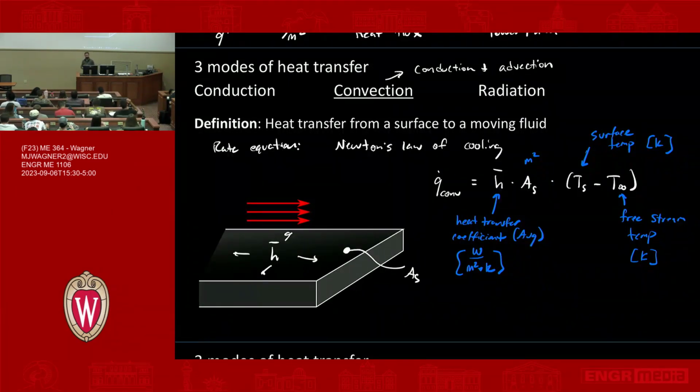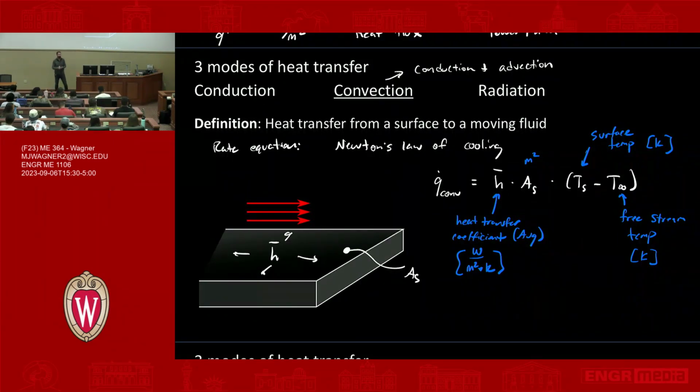Is the free stream temperature like the ambient temperature? Yeah, right. Think of it like you're physically in a room, the wind's blowing over you, it's the temperature of the wind. It's the sink, the cold reservoir. It's the thing that the heat's going to. Okay? So does this also work? Yes. Or you could have a negative Q dot there, for sure.